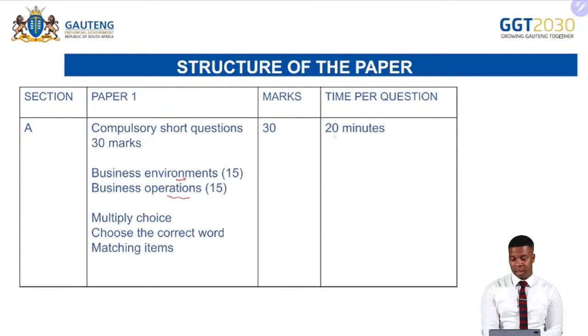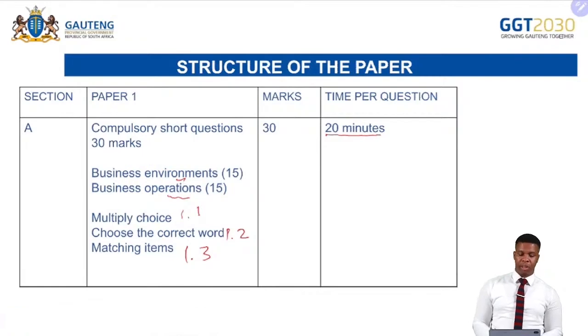And you should know that the time allocated for your section A, you should complete your section A in 20 minutes. And then when you're looking into types of questions, you can expect to get, for 1.1, your multiple choice. And for 1.2, you can get choosing the correct word, and you'll be given words inside a box. So you have to choose the correct word using the statement that will be there. And then you also have 1.3, which will represent matching items, your column A and column B. So that is the first part of your question paper, which is section A.